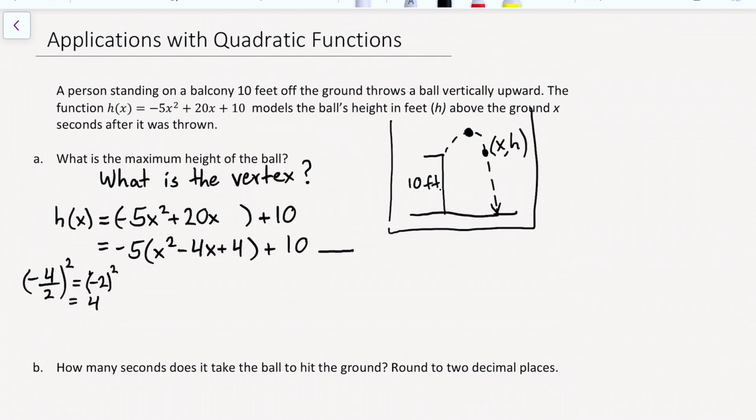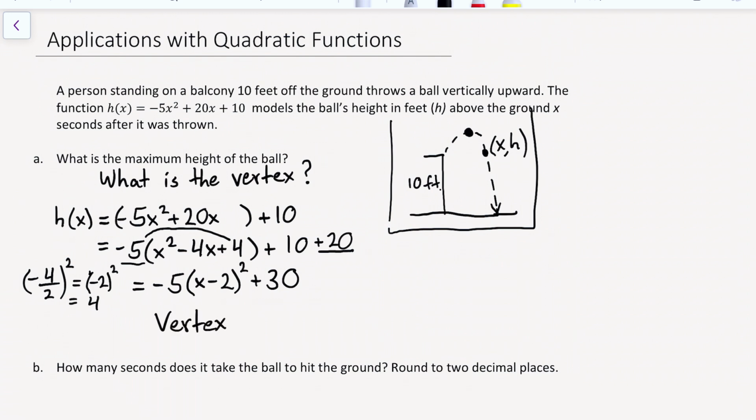So if you look at the entire function, remembering to multiply by this value of negative 5 on the outside, I have actually subtracted 20 from the entire function. Negative 5 times 4 is negative 20. So I need to add 20 out here to undo that action. So what is our function? Our function is equal to negative 5 times x squared minus 4x plus 4, which we can write as x minus 2 squared, plus 30. And that tells us our vertex.